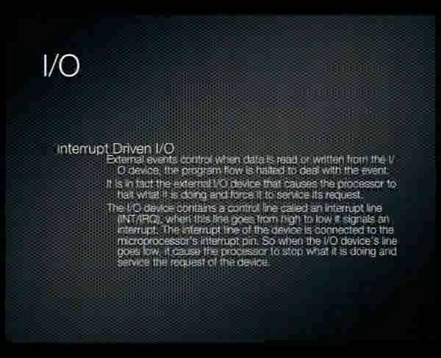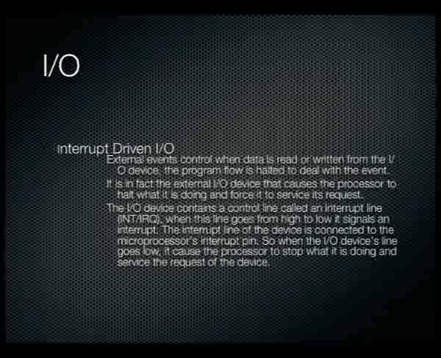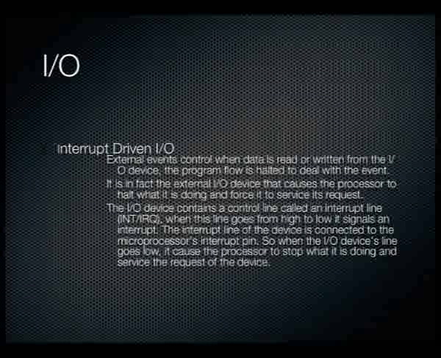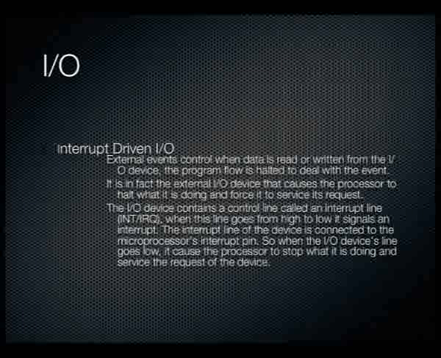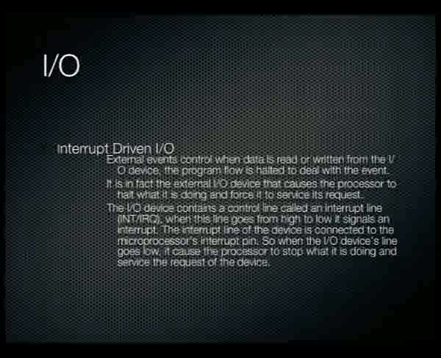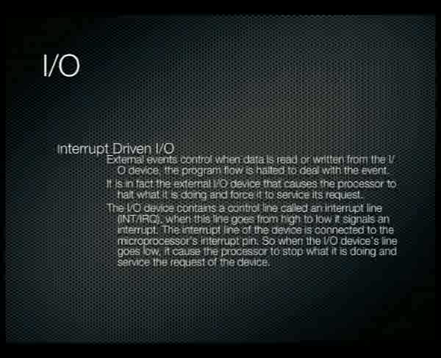Interrupt-driven I/O is effectively when external events take place. When data is read or written from the I/O device, the program flow is halted to deal with that particular event. So we have some external event, say a subsystem that's received some data and says, hey, I've got some data. Hey, processor, stop doing what you're doing and deal with this. Do something with this data for me. So we have external events that dictate when data is actually being processed. The processor is forced to stop whatever it's doing and deal with that data that's now been made available.